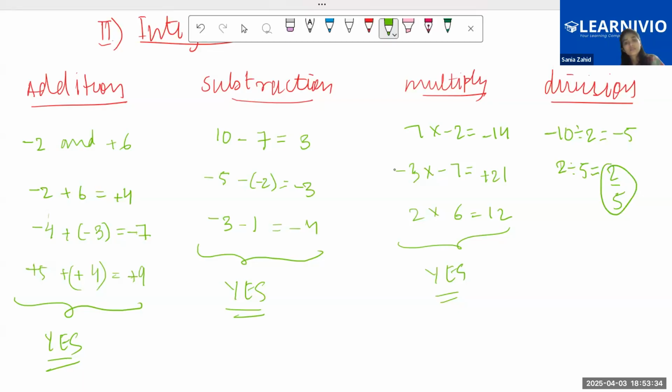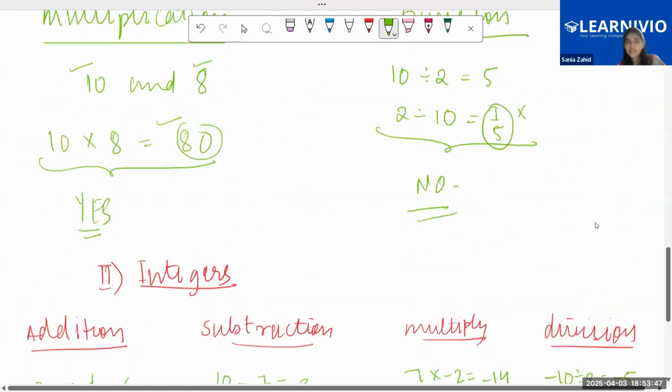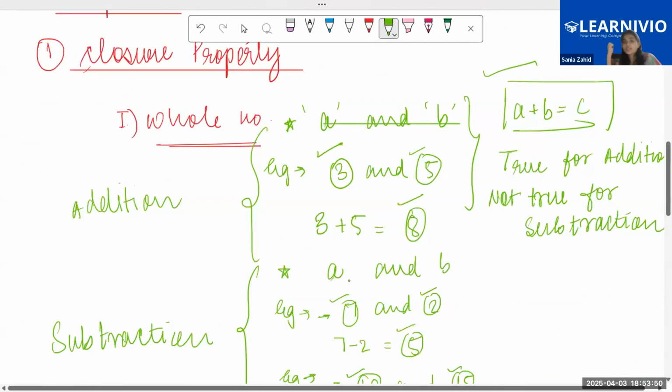Rational number or fraction. Yeah, it's a fraction or a rational number. So does division follow the closure property for integers? No, ma'am. Okay. So we will just quickly revise. We are studying the closure property. So what does the closure property state, first of all?